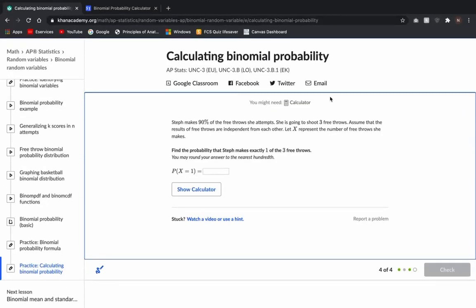Okay, so this is the final question of the Khan Academy binomial probability questions. So the fourth question reads, Seth makes 90% of the free throws she attempts. She's going to shoot 3 free throws. Assume that the results of free throws are independent from each other.